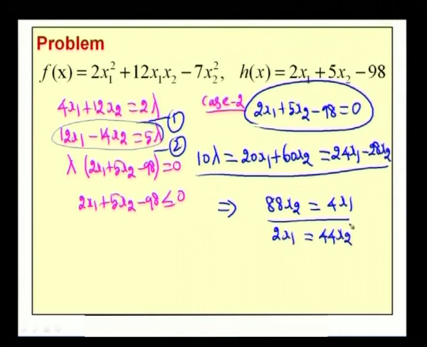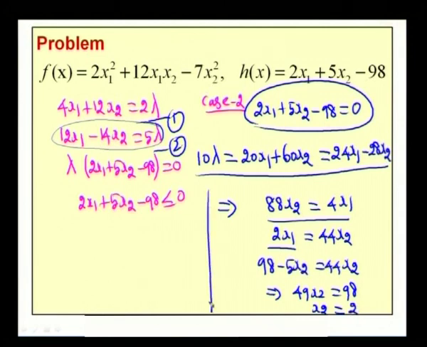Now, from the equation, 2x1 is equal to 98 minus 5x2. So, instead of 2x1, I will substitute 98 minus 5x2 equal to 44x2. From this we have 49x2 equal to 98, so our x2 value is equal to 2.